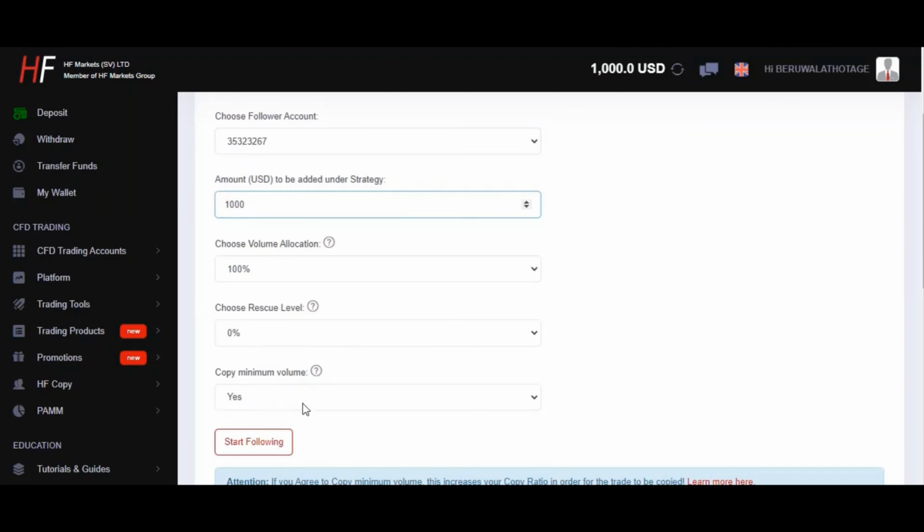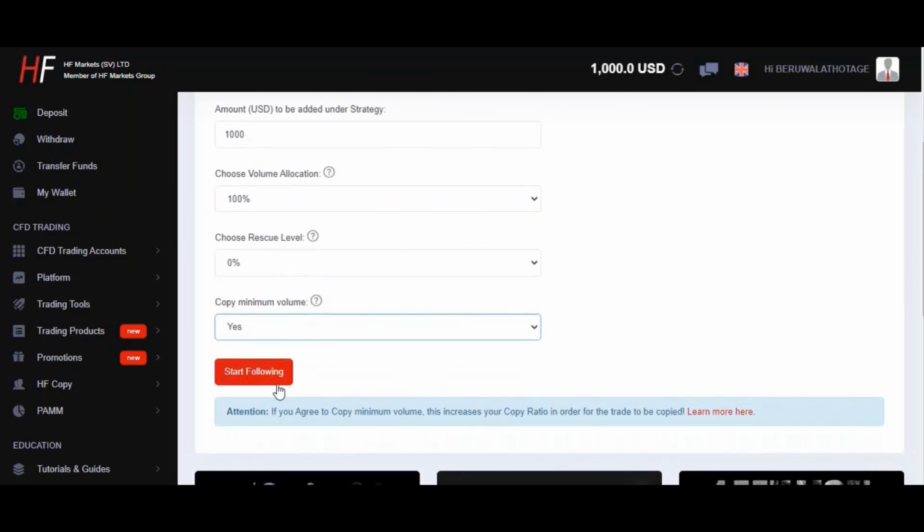Copy minimum trade volume, yes, means that if the strategy provider account has $1,000 and you are putting $100, his trading lot size would not be the same as yours, because you are maintaining a lower balance compared to his account balance. So in that case, some of his trades will not be copied to you. But if you put yes here, all the trades will be copied to you, right? So then if you're okay, you can start following, right?